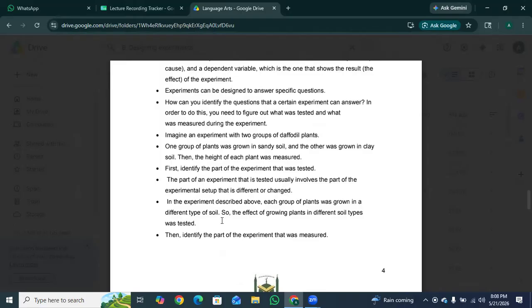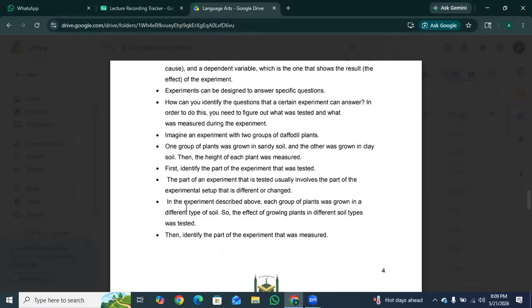Let's find the variables to create the question, like what was tested. You can simply say change: the type of soil, like sandy soil versus clay soil. And what was measured, like the height of each plant.